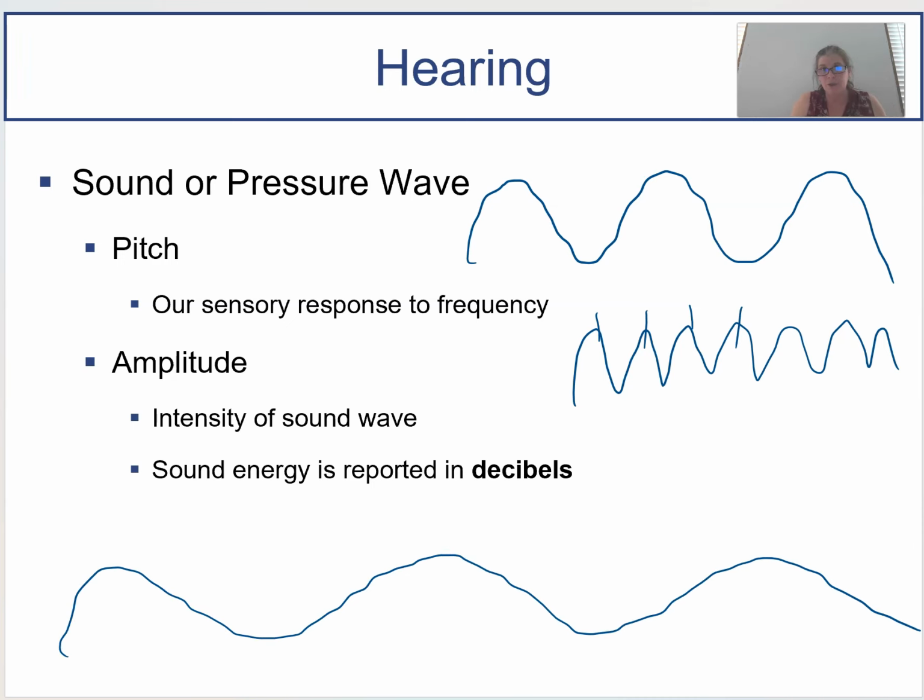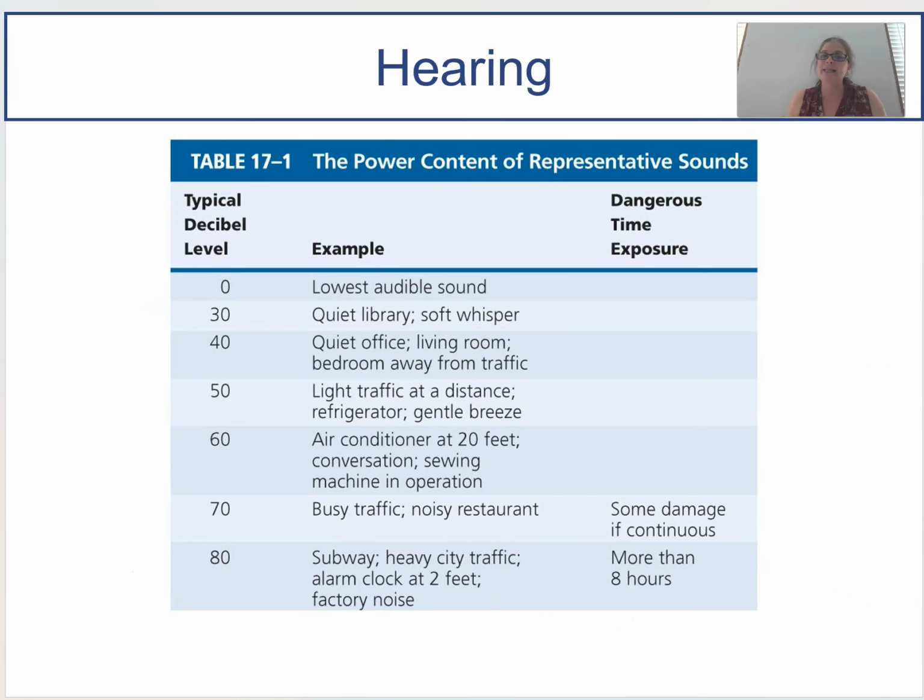The amplitude is how tall the wave is. So a very quiet wave is very, very soft, but a very loud wave is going to move more, right? So it's going to move the hair cells more. And we record this in decibels. So the decibel scale is how we measure sound, how loud a sound is. And you can see a typical decibel scale here. You can see some common noises.